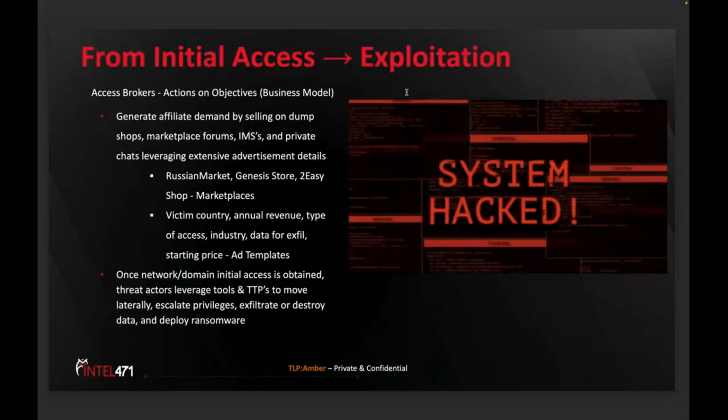Once that happens, the affiliate demand is met by selling on dump shops, marketplaces, instant message environments, and private chats, leveraging extensive advertisement details. Again, these are all the vectors where these are distributed. So Russian Market, Genesis Store, 2easy shops. Again, those are just marketplaces. There are ad templates as well: victim country, annual revenue.